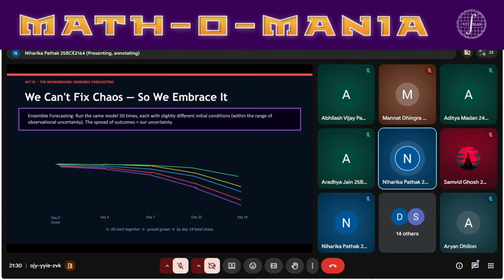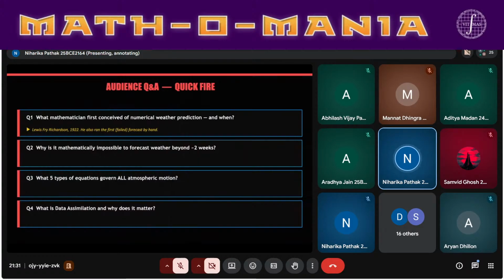Okay, so right now I would like to do a little fun Q&A session to wrap things up in a beautiful way. I would like people to participate a little, whatever they think the answers are. So, what mathematician first conceived of numerical weather prediction, and when? Does anybody know the answer to this?